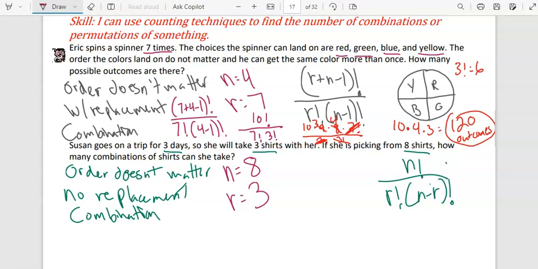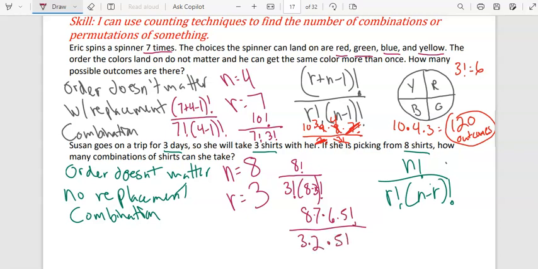If we plug this into the formula, we get 8 factorial over 3 factorial times 8 minus 3 factorial. So that's 8 times 7 times 6 times 5 factorial over 3 times 2 times 5 factorial. The 5 factorials cancel out. 3 times 2 is 6, so those cancel out as well. 8 times 7 is 56. There's 56 outcomes.